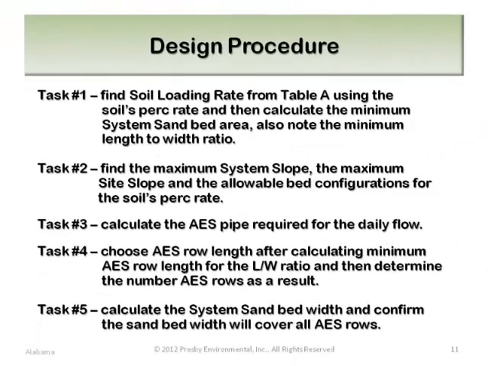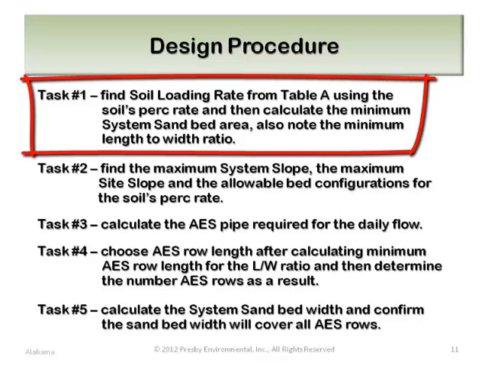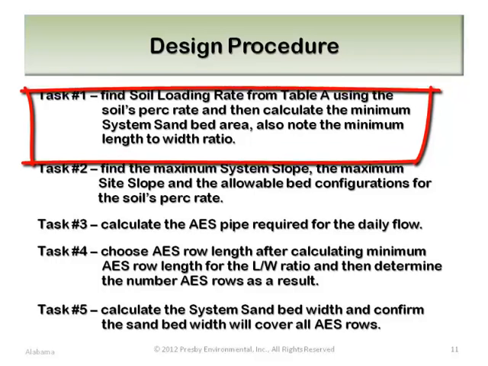Now that you've been introduced to the sizing tables, let's talk about the process of designing an actual system. Shown here are 5 tasks or steps used in the design process. The first task is to find the soil's loading rate and length to width ratio from Table A using the soil's perk rate. Now calculate the minimum system sand bed area using the application rate just determined.